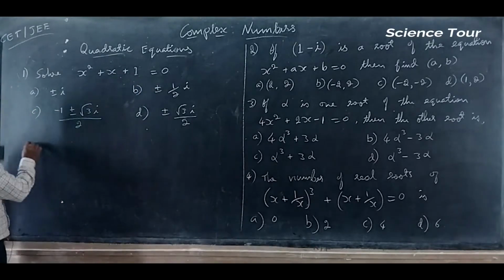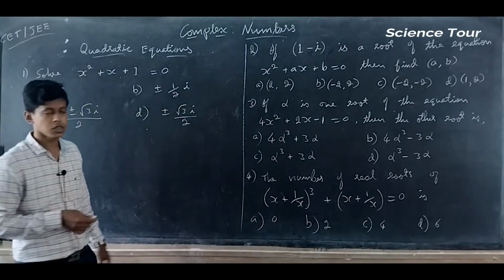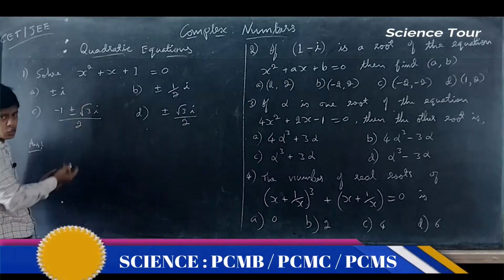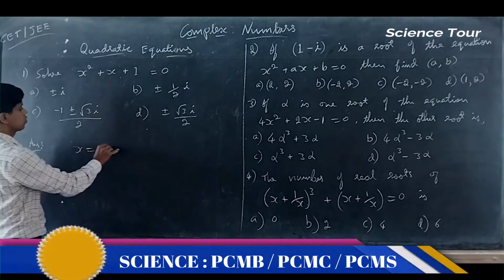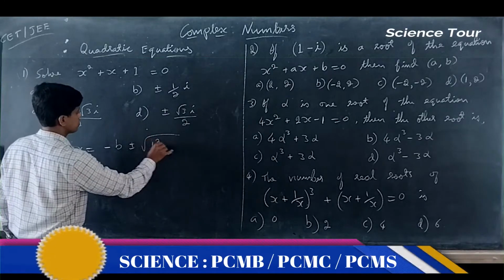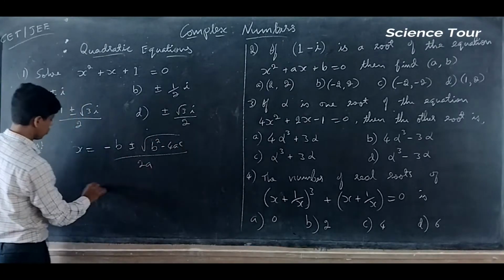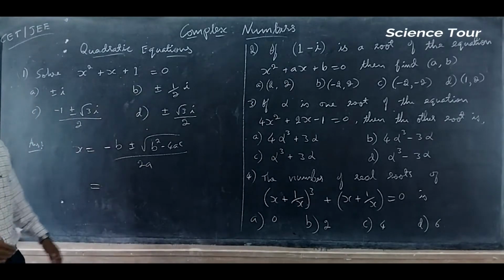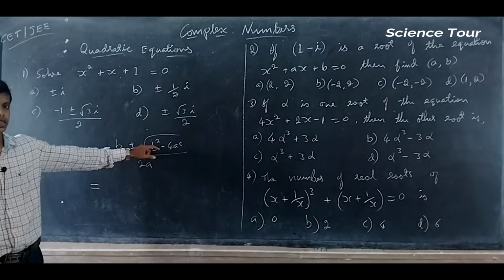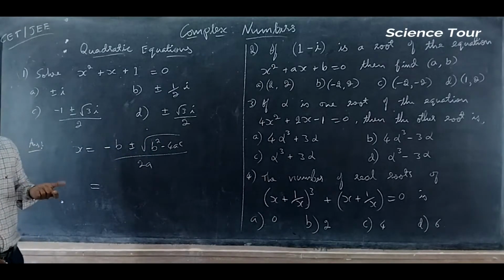What is the formula to find the solutions or the roots or the values of x? So x is equal to minus b plus or minus square root of b square minus 4ac divided by 2a. So that's the formula you must use, and if at all you get a negative quantity here, you must express that in terms of iota, complex.